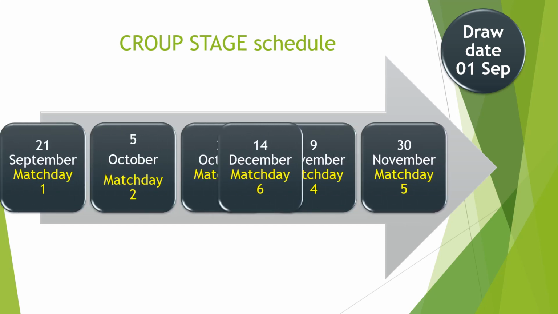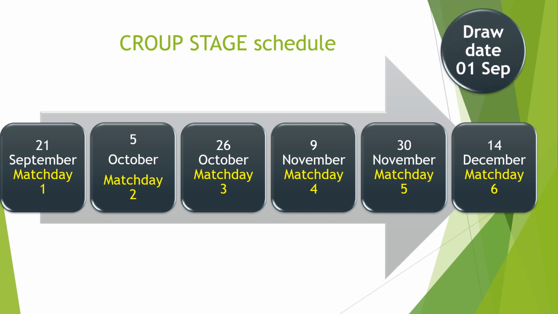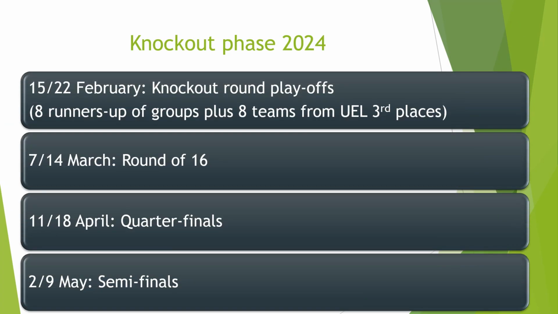The draw of the group stage will take place on the 1st of September. Then we will have 6 match days until December. In 2024 we will have the knockout phase. Here, as usual, we will have playoffs, a round of 16, quarterfinals and semifinals. The final will be played in Athens at the stadium of AEK Athens on the 29th of May 2024.